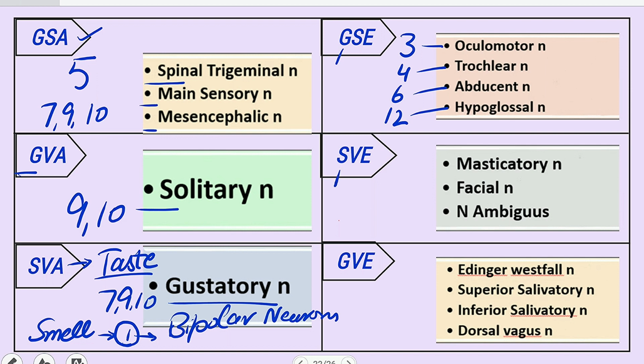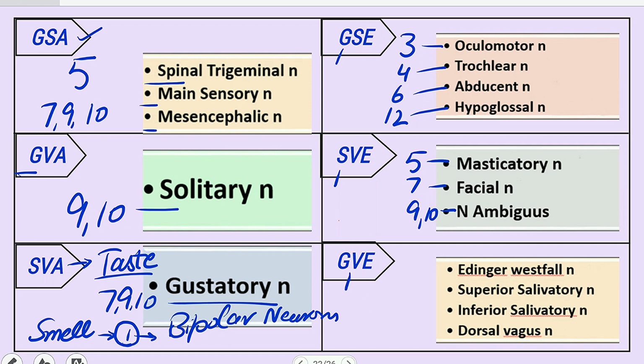Special visceral efferent component. The cranial nerves are the 5, 7, 9 and 10. Masticatory nucleus belongs to the 5th cranial nerve, facial nucleus belongs to the 7th cranial nerve, and nucleus ambiguus belongs to the 9th and 10th cranial nerves.